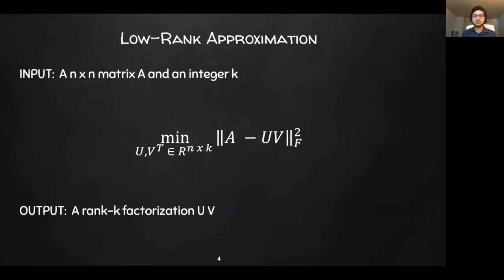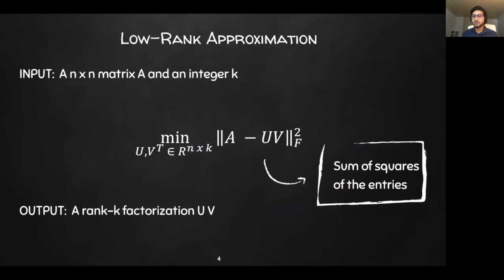All right, a bit more formally, we can represent the low-rank approximation problem as the following optimization objective. Here we are minimizing over factors U and V such that the distance between A and the product U times V is minimized in squared Frobenius norm. Recall, the squared Frobenius norm is just the sum of squares of the entries.